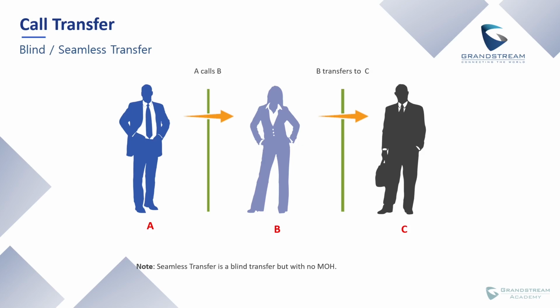Then B will dial C and then B will be disconnected from the call. C will ring and answer the call. Then A and C will hear and talk to each other.